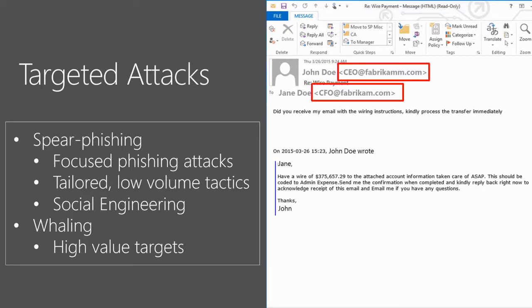And then they used a variety of techniques like social engineering for the most part, but here it's addressed to the CFO from the CEO asking for a financial cash transaction. And this is what we call whaling because it's a high-value target. And we see a few of these every now and then.